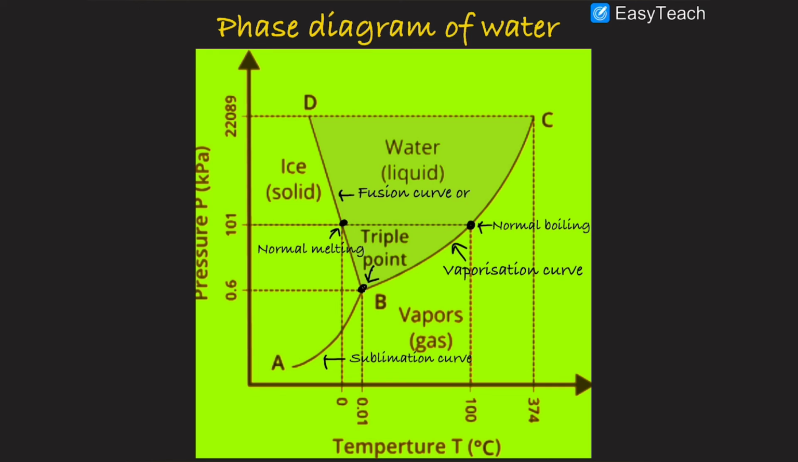Okay, and we know obviously that the normal melting point is 0 degree Celsius, and the pressure at that melting point is 1.01 × 10^5 pascals, which is this one. So this is the normal melting point and this is the normal boiling point, and this curve is called the sublimation curve, this line is called the fusion curve, and this is called the vaporization curve.